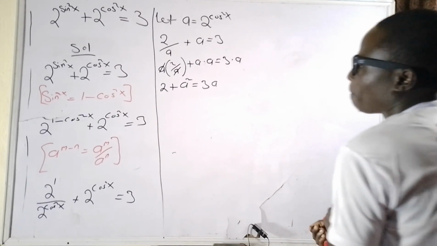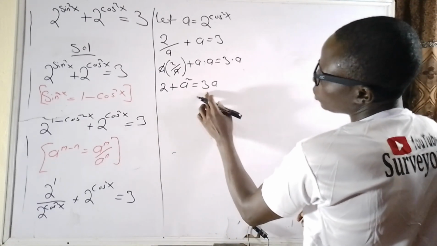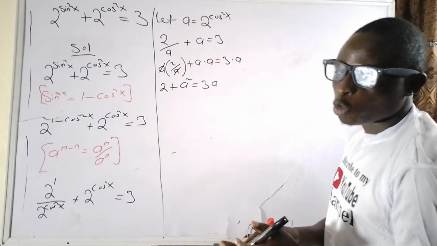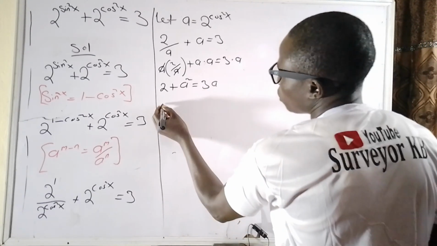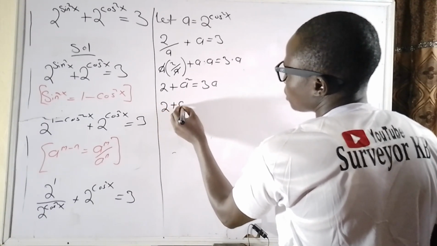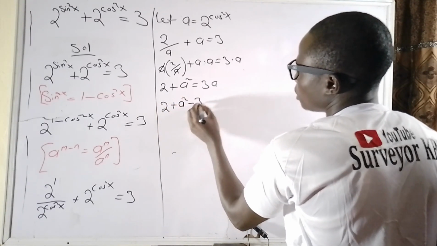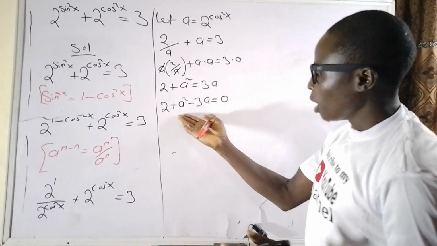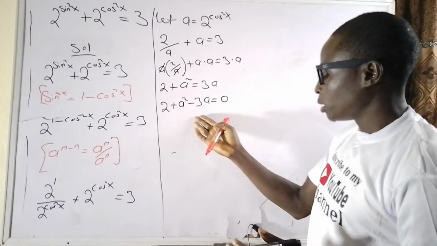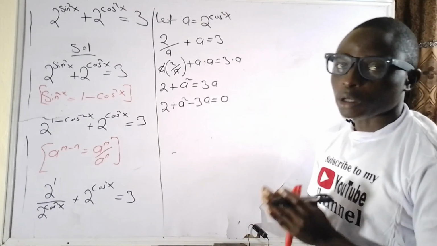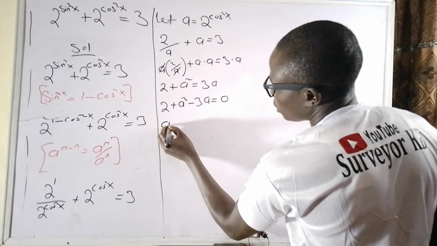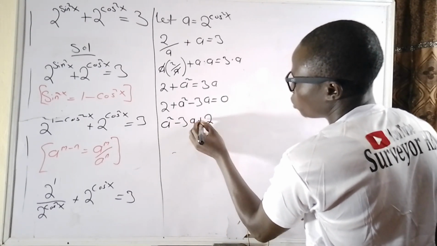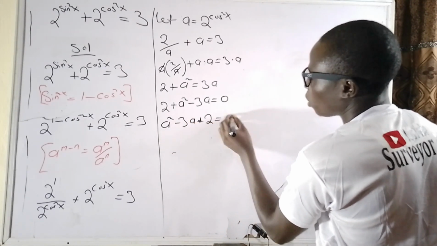So I want to send this 3a to the left hand side, so that the right hand side will be equal to 0. So this is 2 plus a squared minus 3a is equal to 0. I want to rearrange this so that I have a perfect quadratic equation. So this is a squared minus 3a plus 2 is equal to 0.